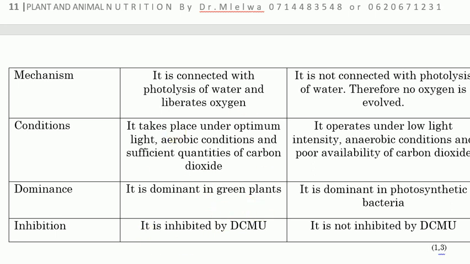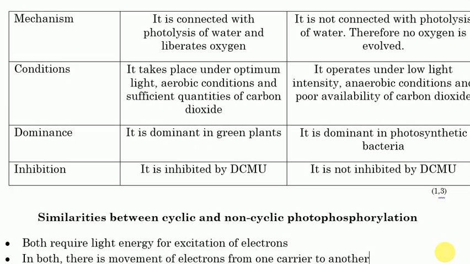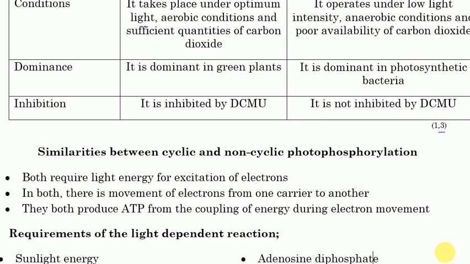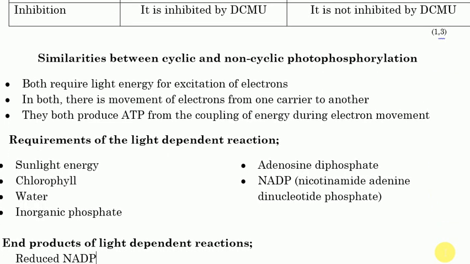And all of this table is taken from reference number 1 and number 2. Number 1 is Biological Science and number 2 is Chandi. But here we have some of the similarities between cyclic and non-cyclic. Both require light energy for excitation of electrons. In both, there is movement of electrons from one carrier to another. Then they both produce ATP through coupling of energy during electron movement.